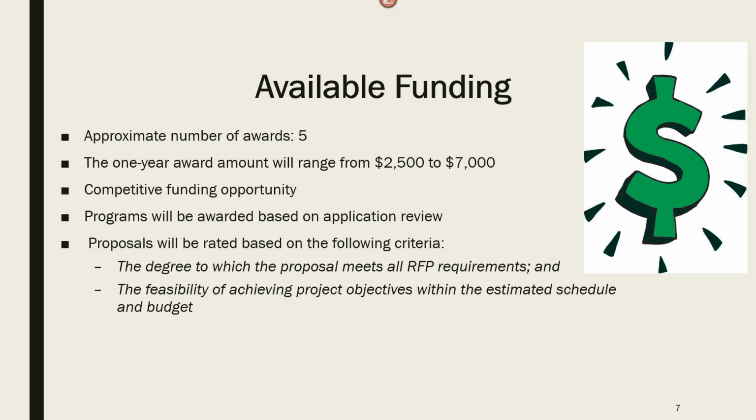Available funding: approximately, the number of awards we'll have available this time is 5. That can vary depending on how much is requested and how much we have available. So it can go above, but it won't be less than 5. The 1-year award amount will range from $2,500 to $7,000. So please make your request between that amount.